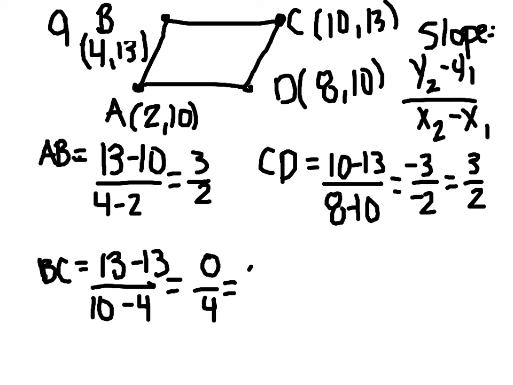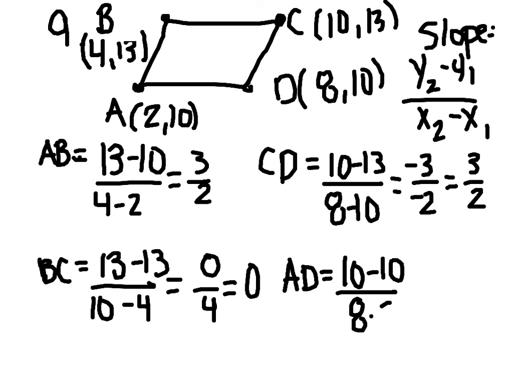Remember, if 0's on the top, it's okay. If 0's in the denominator, it is undefined. So AD is 10 minus 10 over 8 minus 2, which is 0 over 6, which is 0. So again, those two opposite sides have the same slope, so they're parallel. So I have two pairs of opposite parallel sides due to the slopes. So then the best name for this is a parallelogram.